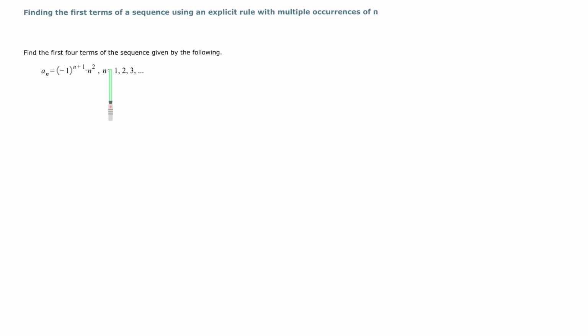Let's find the first 4 terms of the sequence given by this rule. A sub n is equal to the quantity negative 1 raised to the n plus 1 power times n squared, for n equals 1, 2, 3, and so on. So once again, here's a sequence where the domain is the set of natural numbers. And if you've forgotten, the way we write the set of natural numbers is double-bar N is equal to the set 1, 2, 3, and so on. And then the output values of this function are merely dots. Okay, so a discontinuous function when we talk about sequences.